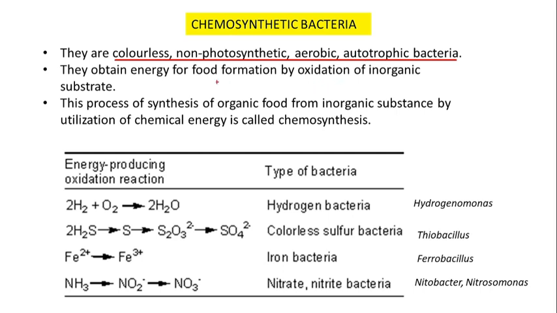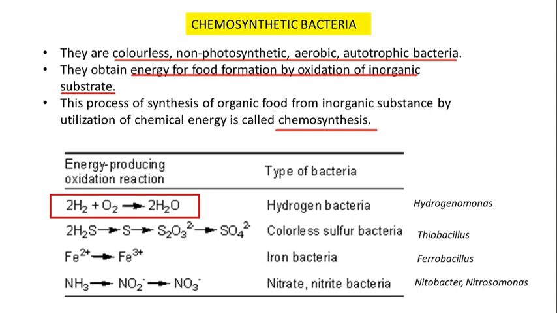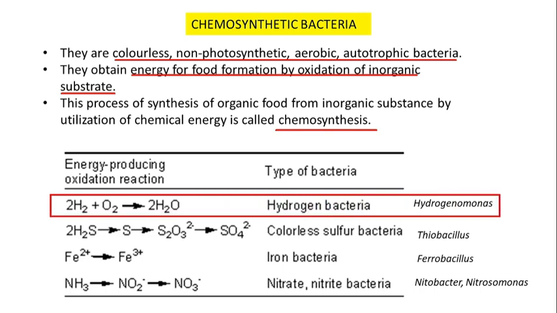These chemosynthetic bacteria obtain energy for food formation by the oxidation of inorganic substrates. So inorganic substrates are utilized. This process of synthesis of organic food from inorganic substances is known as chemosynthesis. So let us see the first reaction: 2H2 plus O2 gives 2H2O. That means hydrogen is playing an important role, and such bacteria are known as hydrogen bacteria. For example, Hydrogenomonas.